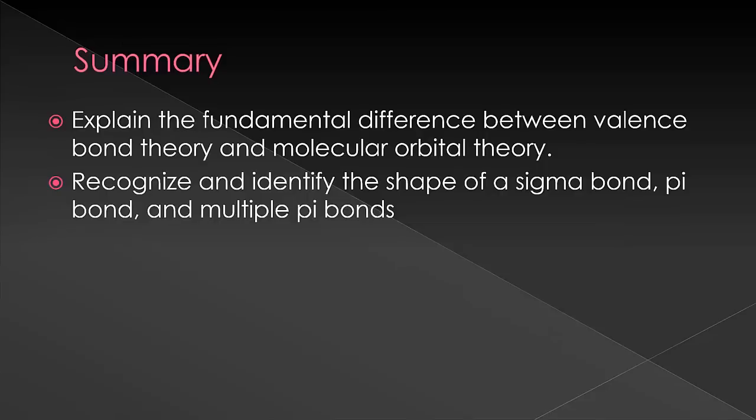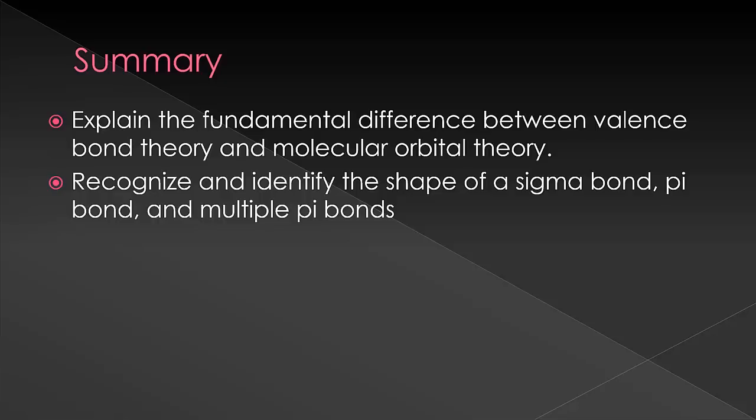Okay, so what you should have taken away from this video, and keep in mind there's actually some pretty advanced concepts hidden in this video that we'll go over in a later video. But I just want you to have a general idea of the difference between valence bond theory and molecular orbital theory. And then be able to recognize the shape of the sigma bonds and the pi bonds. You don't necessarily know exactly how those are formed yet, especially because we're involving hybrid orbitals, which we'll talk about next video. But just recognize the shape.